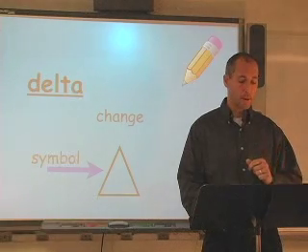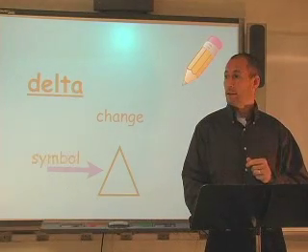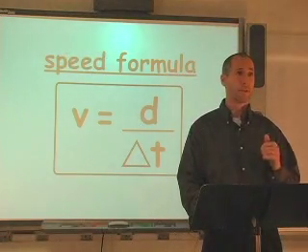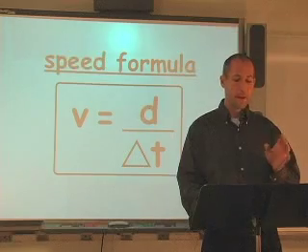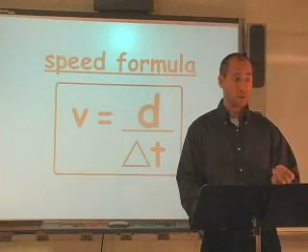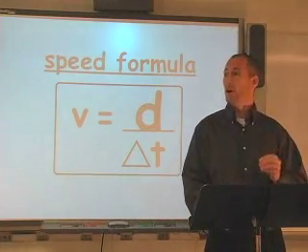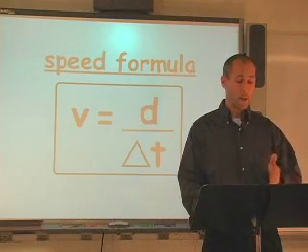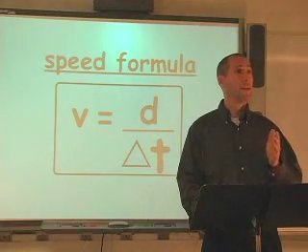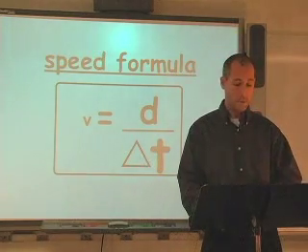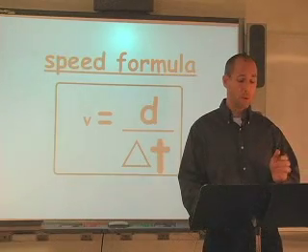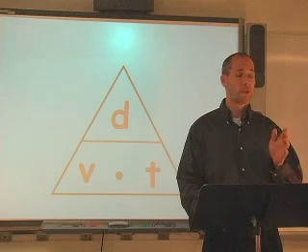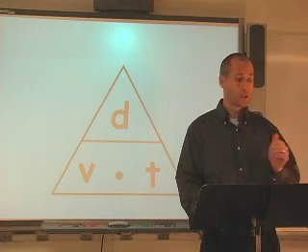v equals d over delta t shows that speed is directly proportional to distance and inversely proportional to time. What does that mean? That means that as distance increases, as distance gets bigger, the speed also increases. It also means that as time increases, our speed decreases or gets smaller. We can use the speed equation to solve for speed, but we can also solve for distance and time using the same equation. You might do this in an algebra class.